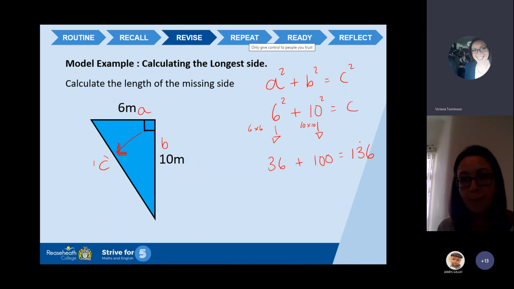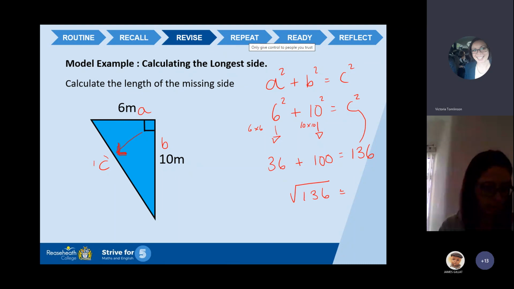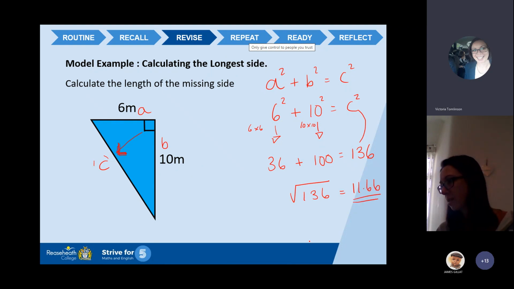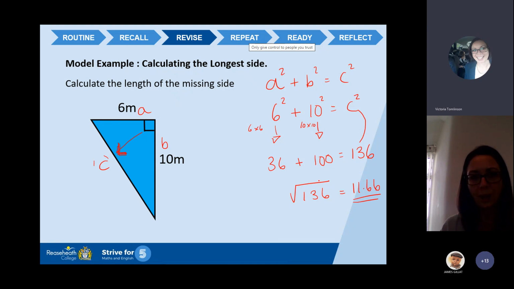So to get it back to a squared number, we have to square root it. Square root 136. I've got the worst calculator ever. I left my scientific calculator at work. 11.66. Yes, well done, Ty. 11.66 centimetres. And Luke and Harry, well done, guys. And Nicole, you're all way quicker than me.